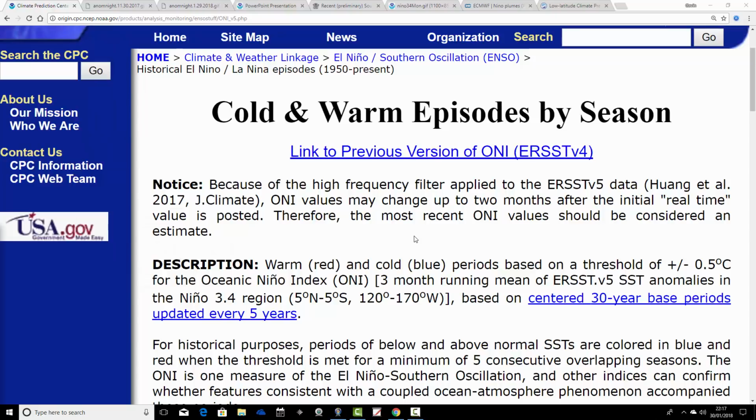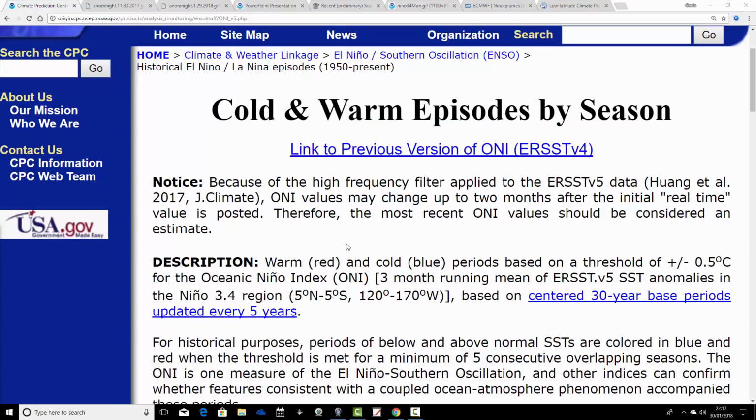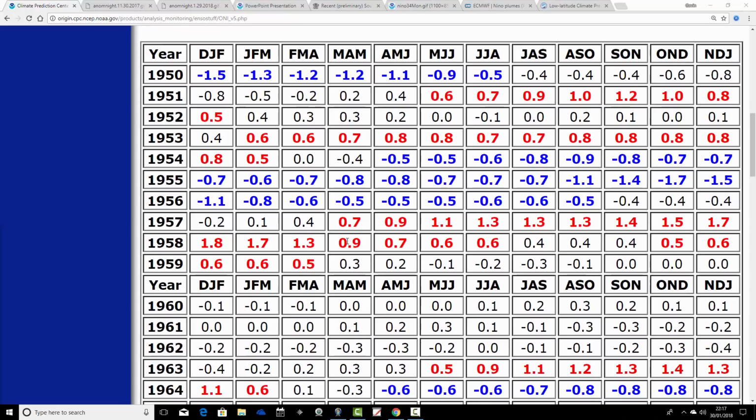So we're going to begin by having a look at the cold and warm episodes by season chart from NCB and NOAA. So we're going to scroll down, and what you'll see here is that we've got these years on the side of the chart, and then we've got these tri-monthly periods. So, for example, this is the year of 1950, and that's the tri-monthly period of December, January, February of 1950, and so we go on through the year: May, June, July, August, September, October, November, December, January, for example.